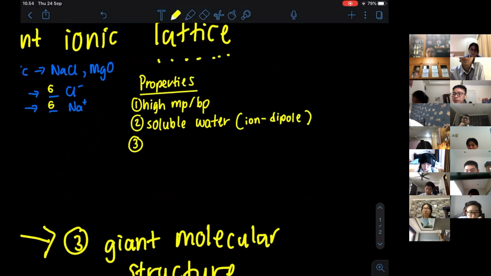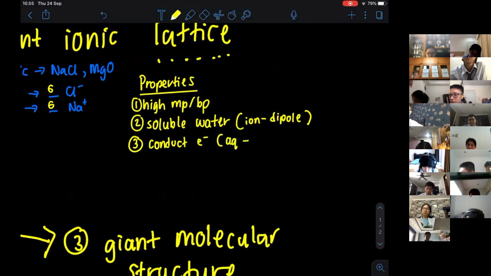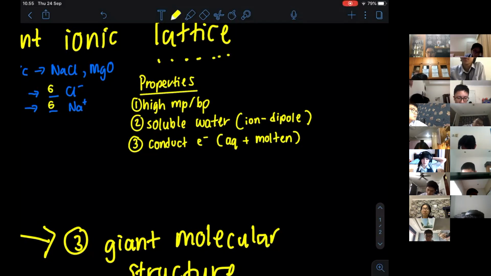They only conduct electricity when they are in aqueous or molten. Yes, either in aqueous or molten. Why is that? Because when solid, no ion can move freely. You must mention no free moving ion, don't mention electron. So these are the points: high melting point, soluble in water, conduct electricity.